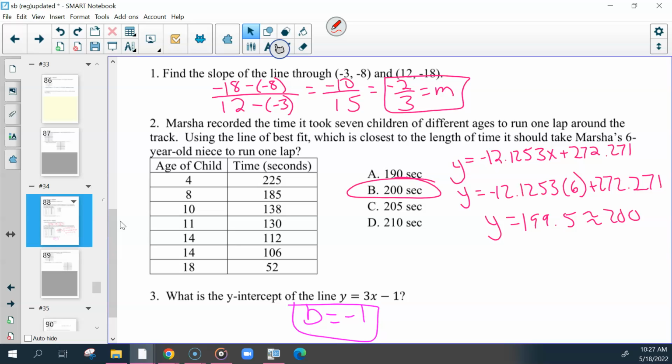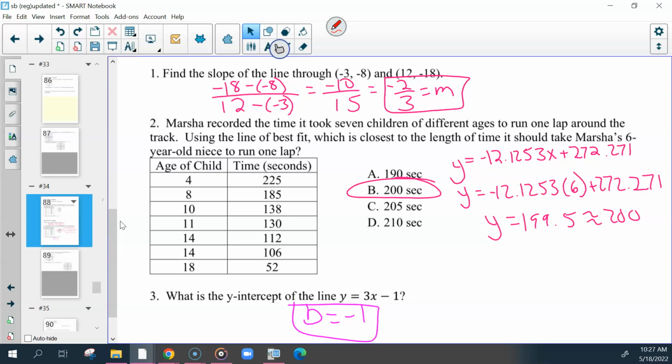For number 2, it's asking about line of best fit. So you would need to go to stat, go to edit in your calculator, put all of this data in, and then storing it would probably be the best since it's asking for which of these as an answer. And then once you get your equation, this would be the equation that it gives you, negative 12 point, and then the decimals x plus 272.271.